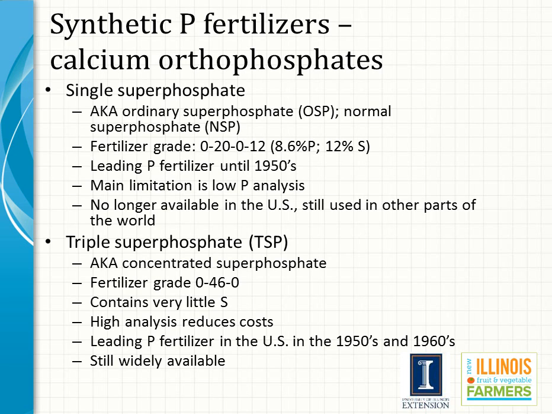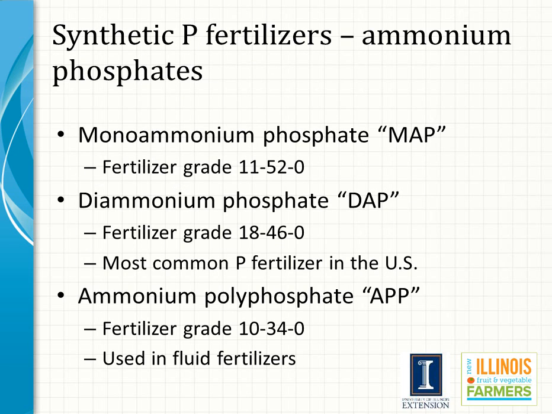Its high analysis reduces costs and was a leading phosphorus fertilizer in the U.S. in the 1950s and 1960s. Ammonium phosphates are synthetic phosphorus fertilizers that supply nitrogen as well as phosphorus. These include monoammonium phosphate, 11-52-0, diammonium phosphate, which is 18-46-0, and ammonium polyphosphate, which is 10-34-0. Diammonium phosphate is the most common phosphorus fertilizer in the U.S.